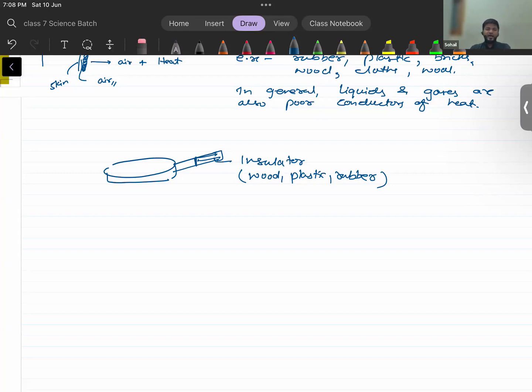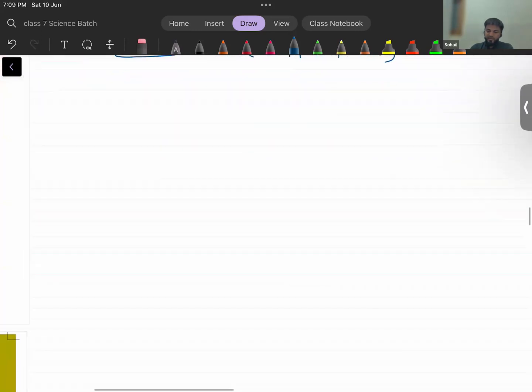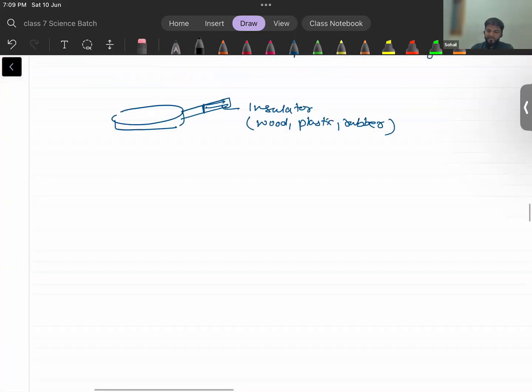And you see the handles of so many different cooking utensils. It is made up of a soldering iron. So soldering iron is what? It is made up of wood or plastics because wood or plastic is a poor conductor of heat. So the wooden or plastic handle does not conduct the heat of the hot soldering iron to our hand, so that we do not get burned. Right.